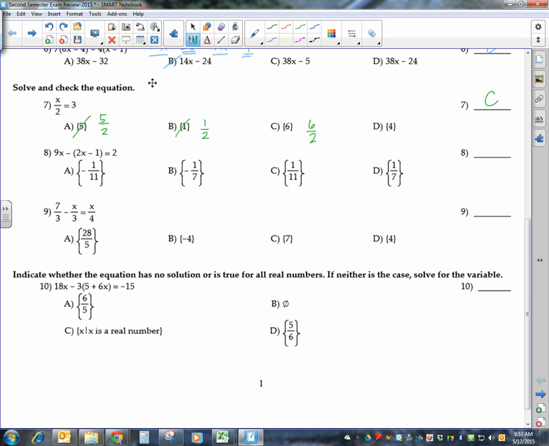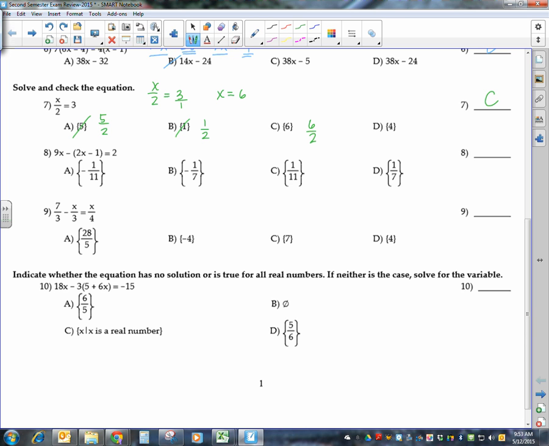If you wanted to do it mathematically, x over 2 equals 3. Think of it over 1, and then you cross multiply. So x equals 6. Or just multiply both sides by 2. Either way, lots of different ways.